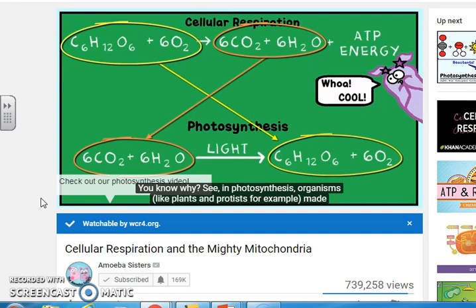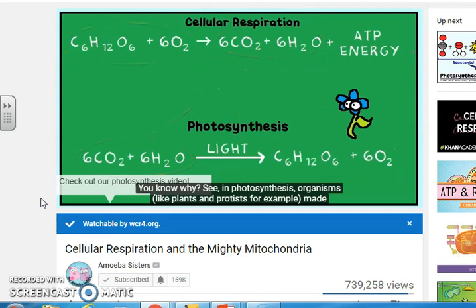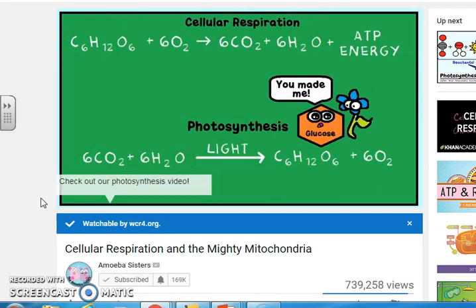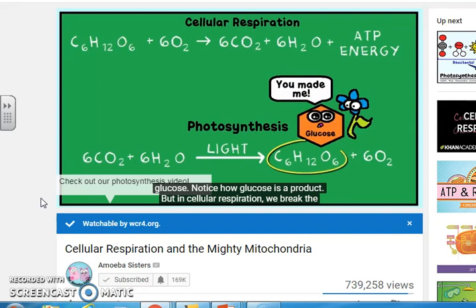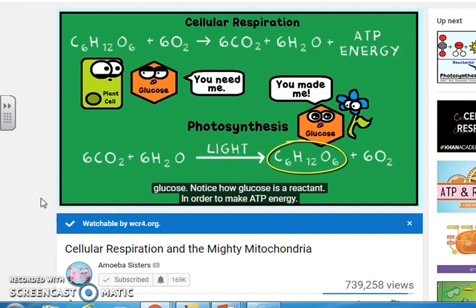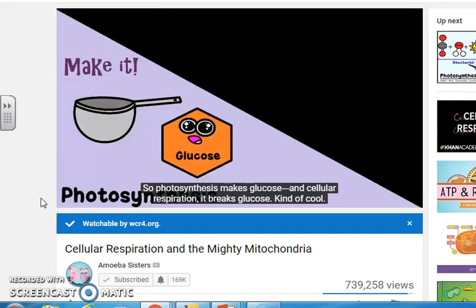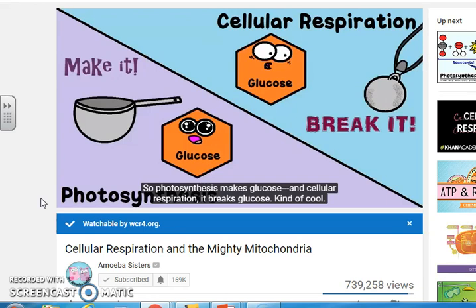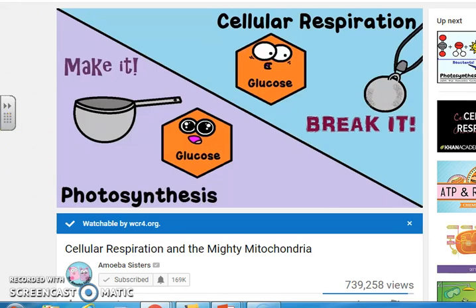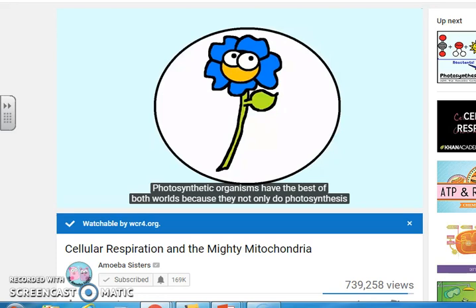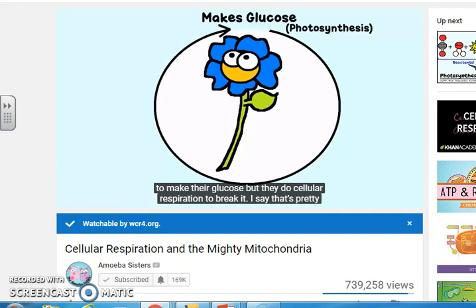See, in photosynthesis, organisms like plants and some types of protists make glucose. Notice how glucose is a product, but in cellular respiration, we break the glucose. Notice how glucose is a reactant in order to make ATP energy. So, photosynthesis makes glucose, and cellular respiration breaks glucose. Kind of cool. Now, photosynthetic organisms have the best of both worlds because they don't just get to do photosynthesis to make their glucose, they also get to do cellular respiration to break their glucose.